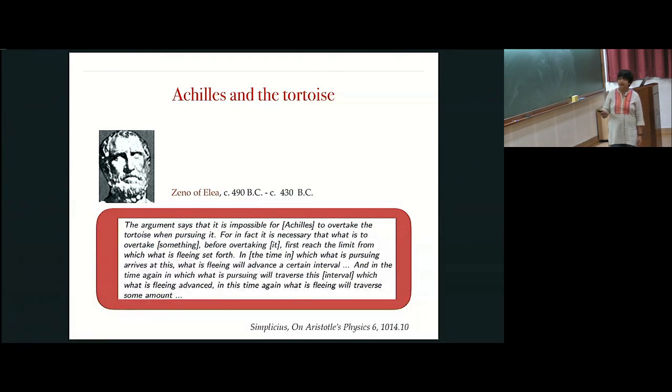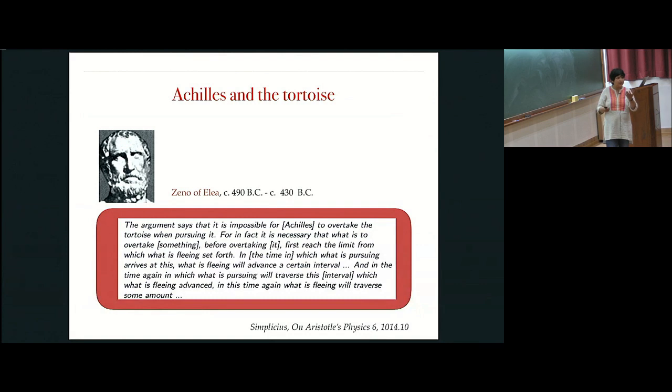Why? For it is necessary, in order to overtake something, to first reach the limit from which what is fleeing set forth. In the time in which what is pursuing arrives at this, what is fleeing will advance a certain interval. And in the time in which what is pursuing traverses this interval, what is fleeing will again traverse some amount, and so on and so forth. This is famously known as Zeno's paradox. So what is happening here? He would never reach. That's the idea.